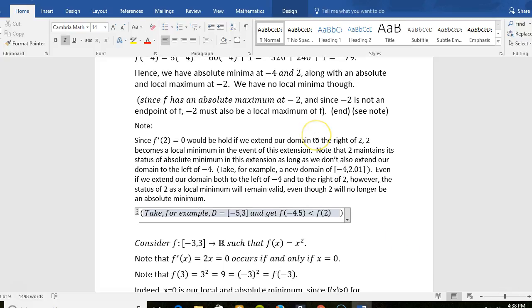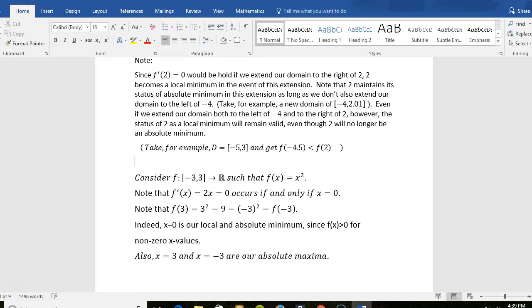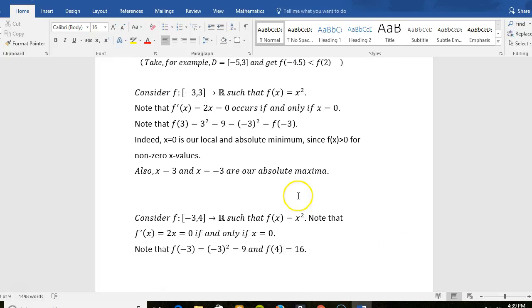So for the local minimum at x equals 2, as long as you keep something greater than 2 at the right endpoint, local minimum status was safe, even if you extended to the left of -4. But the absolute status was not safe. But that's all for that, so let's move on.